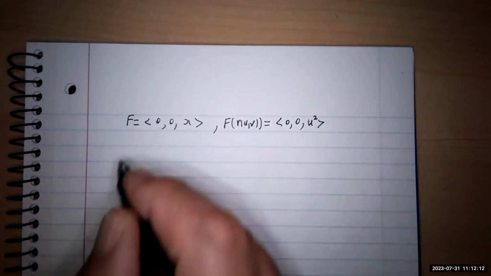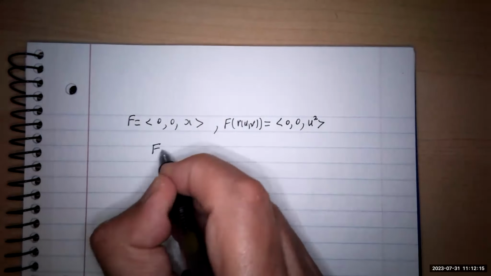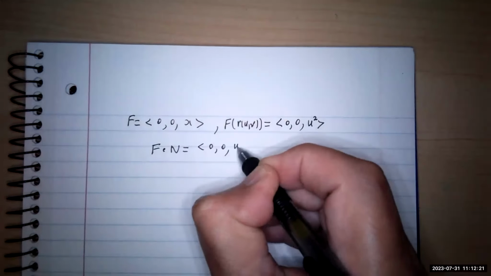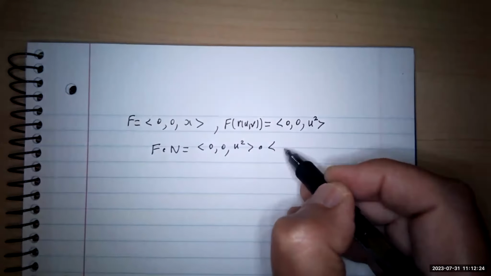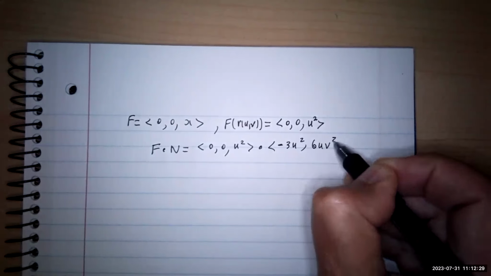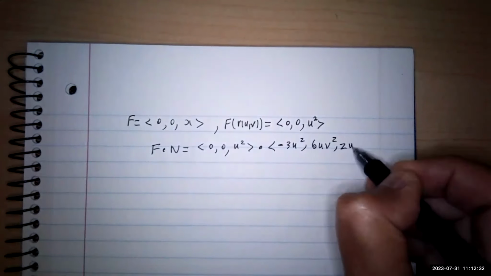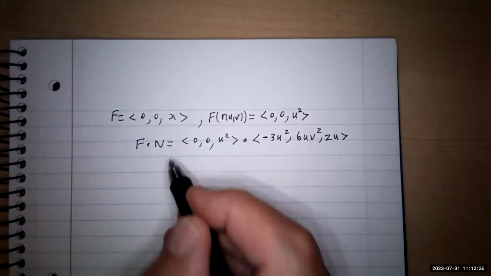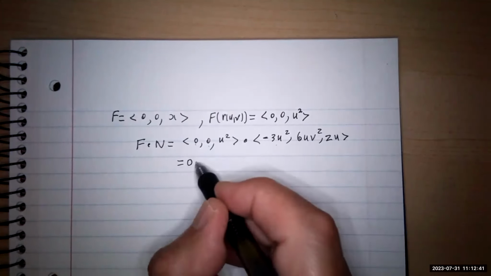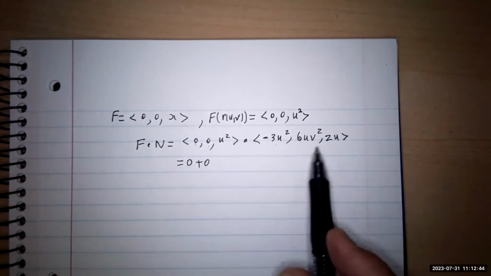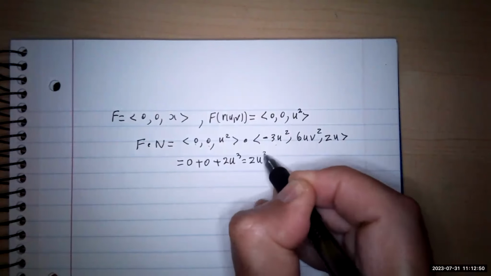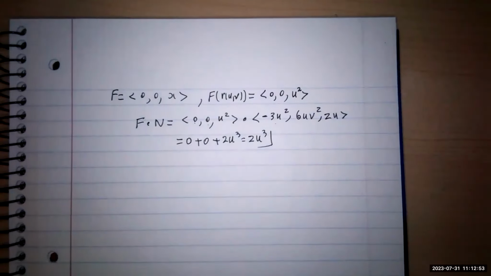So now we get the dot product, F dot n. F is 0, 0, u squared, dotted with the normal vector, which is negative 3u squared, 6uv squared, and 2u. If you multiply them together, the first parts give 0, and multiplying the last two together gives you 2u cubed. That's F dot n, which is a scalar.